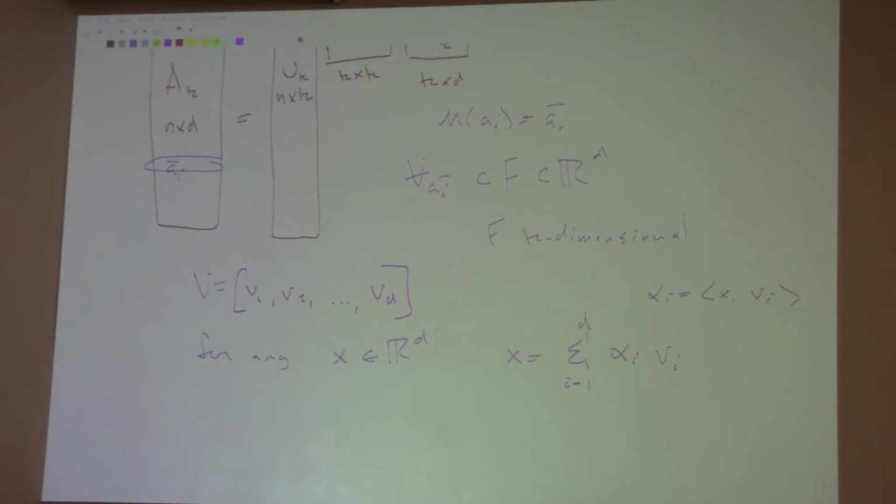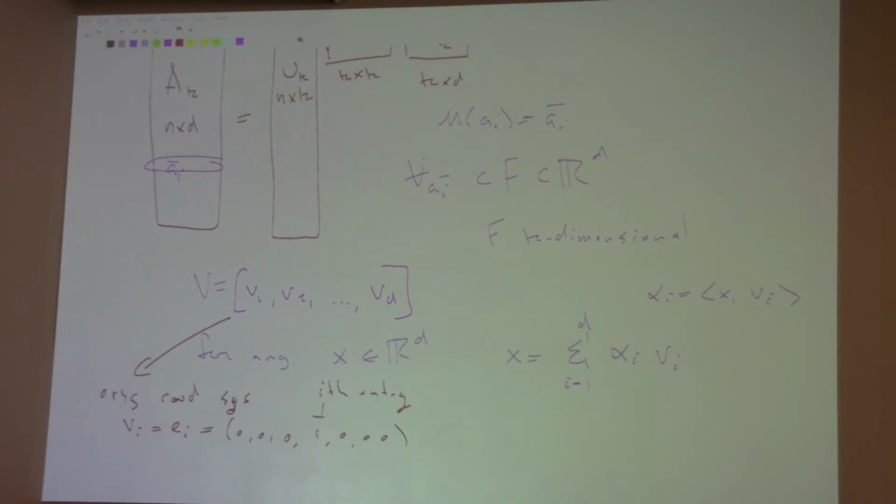Well then, if this was the original coordinate system, then vi, and actually usually people call that ei, it's going to look like 0, 0, 0, 1, 0, 0, 0. Right, so this is the ith entry.